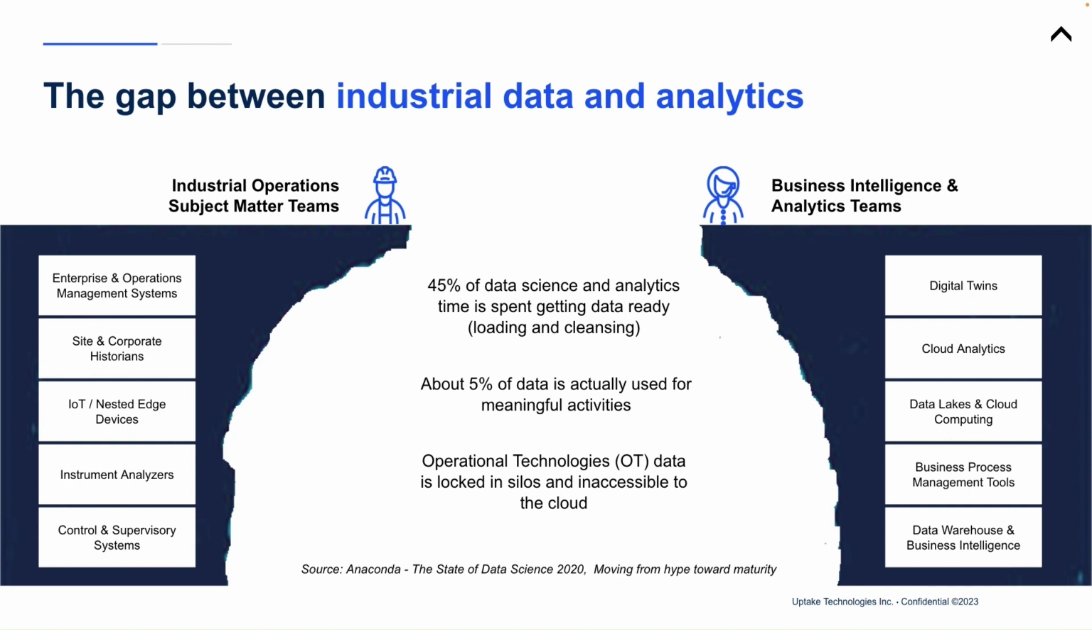If you look on the left-hand side over here, we have a couple of different sources that you can get information from. Mostly people are trying to get time series information from site or corporate historians, or even the operations management systems. But in addition, we've seen a lot of new sources that people are using, for example, IoT devices and instrument analyzers, and all of these sources of data need to land in a place where all of the analytics team can access it in a way that's efficient, and the data quality and reliability is also there.